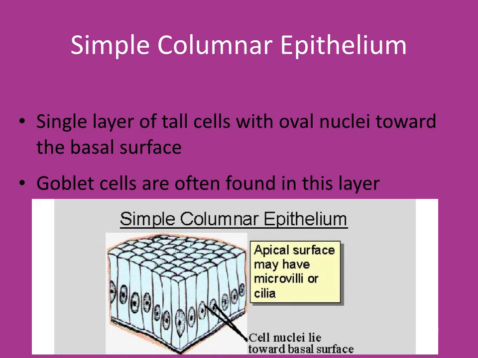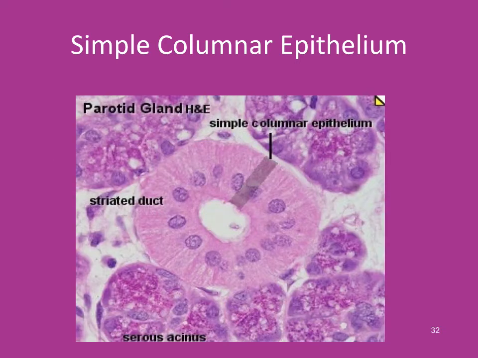Goblet cells are often found in this layer. I'm going to show you some examples in a minute. And remember, we already said that the apical surface oftentimes will have microvilli. And in the respiratory system, they will have cilia, those things that are washing all the junk up out of your breathing tubes. So here's an example of a simple columnar.